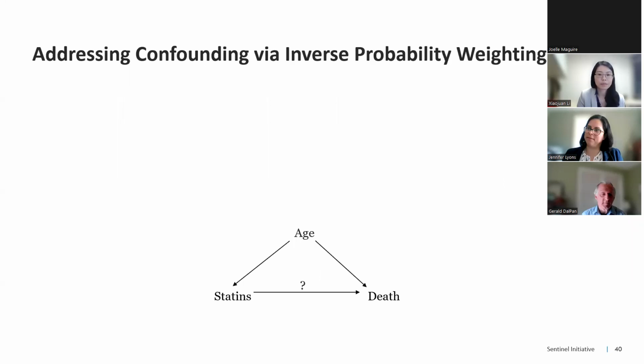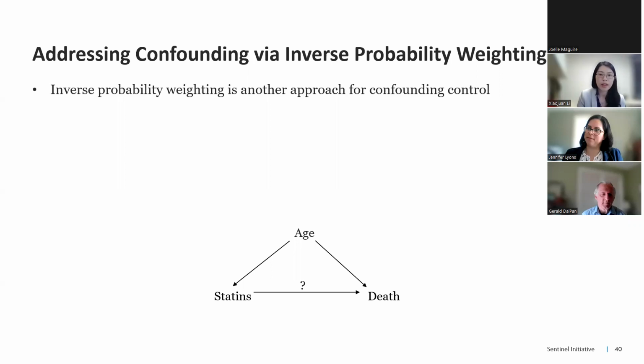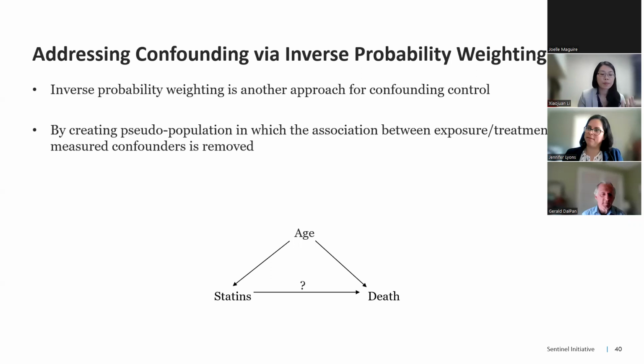a study. Inverse probability weighting is another approach that can be used for confounding control. Through weighting, as suggested by its name, it creates a pseudo population in which the association between treatment and measured confounders is removed, which is equivalent to removing this arrow between age and statins, making the two exposure groups more comparable.